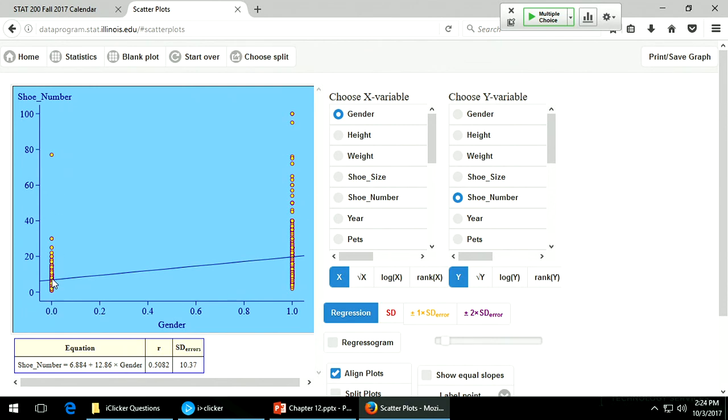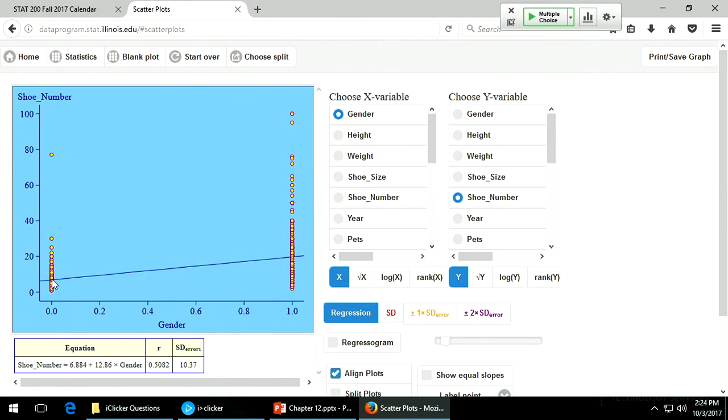But what do you think this is right here? It gives you this regression equation. It says the shoe number is equal to 6.884 plus 12.86 times gender, and there's this correlation of 0.5. What is this 12.86 times? This is a slope. So just because I coded men as 0, I say as you go from over 1 all the way to females, you're going to have a difference of 12.86. You're going to go up.